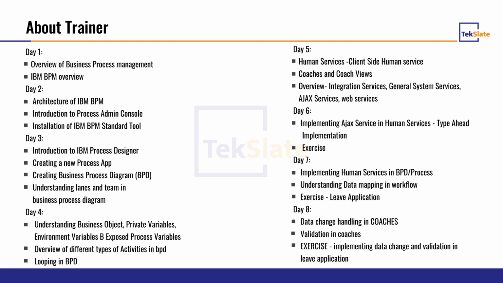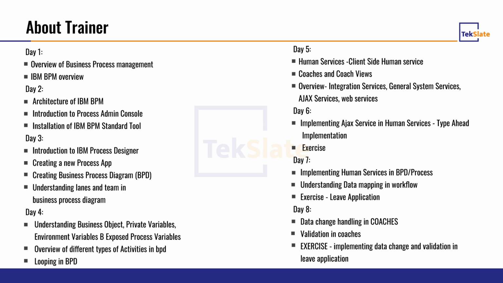Day three is an introduction to IBM Process Designer. We create a new process application, then we start designing a process or a business process diagram. Whenever you create a process, there are components used to create it, like lanes and teams, and other things as well, which we go through gradually on day four and so on. For day four, we have to understand the business object and the different variables that we have in IBM BPM. We give an overview of the different activities that we use to create a BPD or a process. Looping in BPD, how to loop a process depending on the number of participants in the team, we also do in day four.